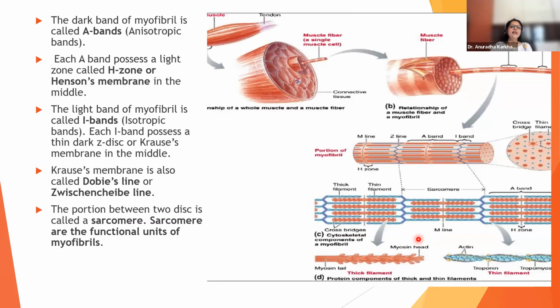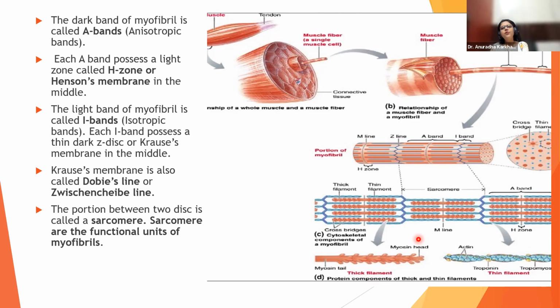Correct? The light band of myofibril is called the I band, the isotropic band. Each I band possesses a thick line called Krause's membrane or Z line, कह रहे थे हम लोग उसको, in the middle. Krause's membrane is also called Dobie's line. That's okay. Forget about the synonyms. So Krause's membrane is also called Dobie's line, or forget about that Z wala part. Okay, it's not going to be us. It's called Zwischenscheibe line.